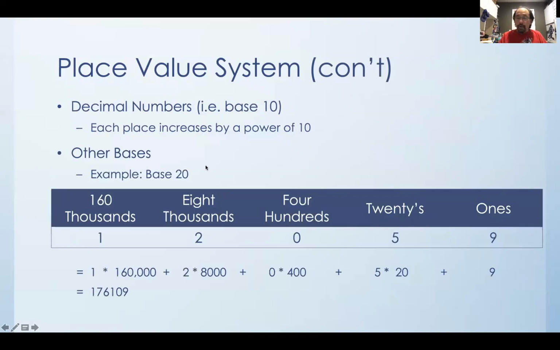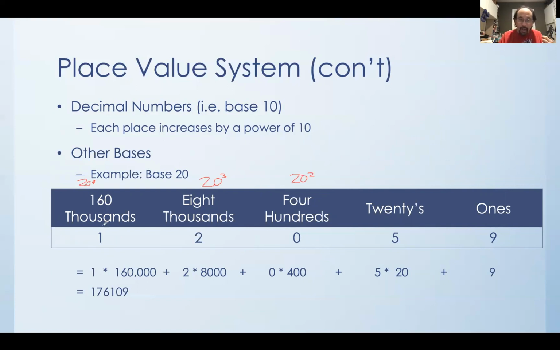We could do other bases as well in this place value system. I have 1s, 20s, 20 squared. This would be 20 cubed, and this would be 20 to the 4th. So 8,000 and 160,000. So the general concept is the same.